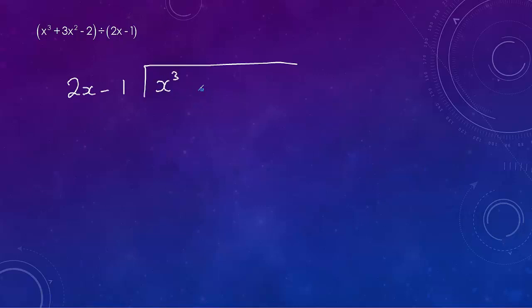So we've got x cubed plus 3x squared. Then we have no x's. Remember, we must do that to keep everything nicely in a column. Take away 2.